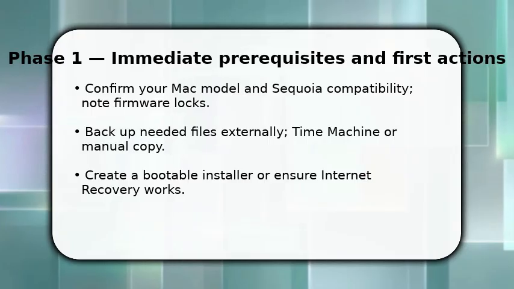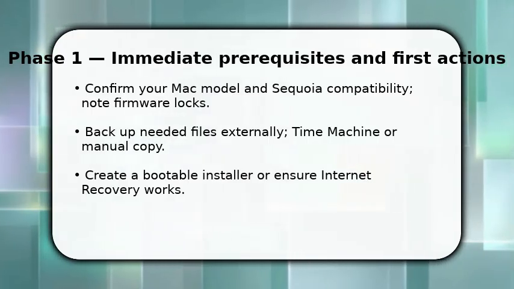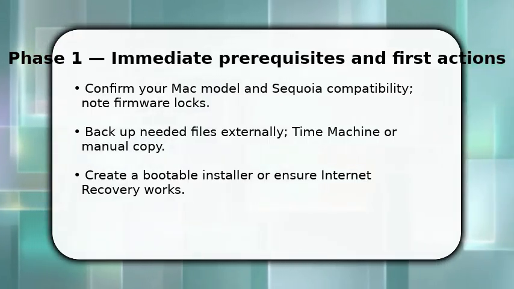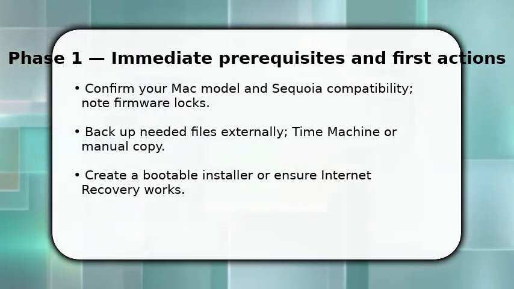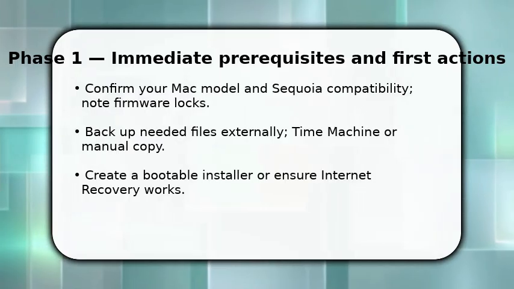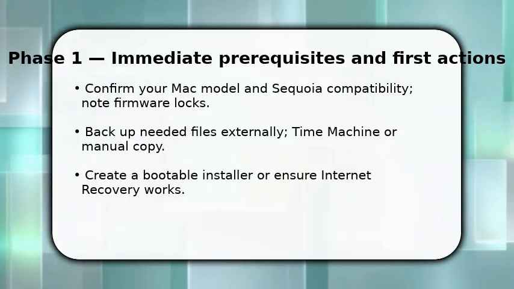You start by preparing. Check your Mac model and confirm Sequoia is installed because firmware or SIP may block downgrade. Once done, back up everything to an external drive. Do not rely on a single copy.